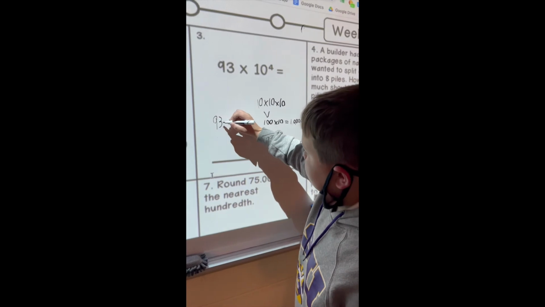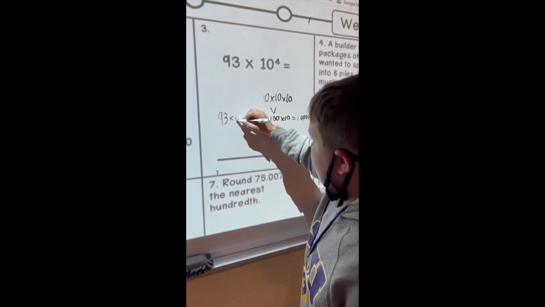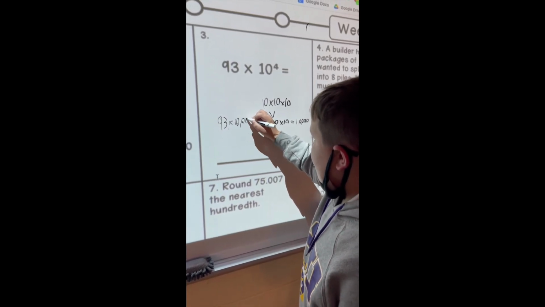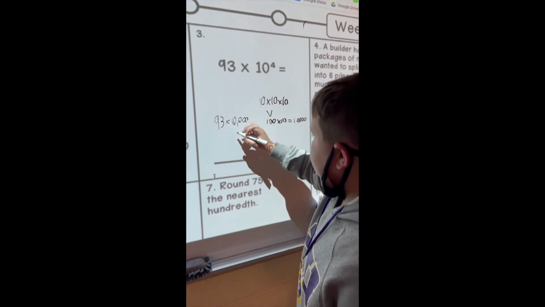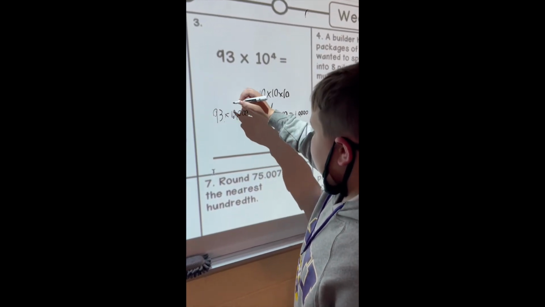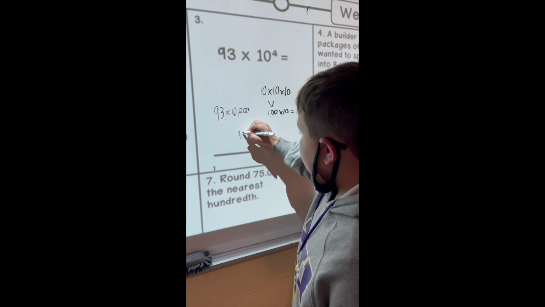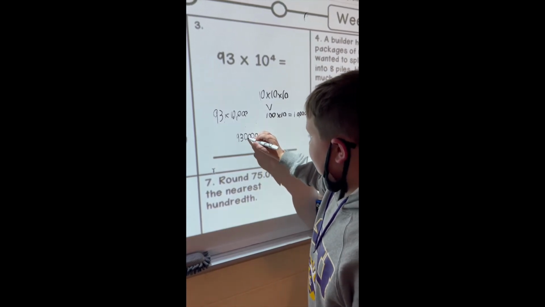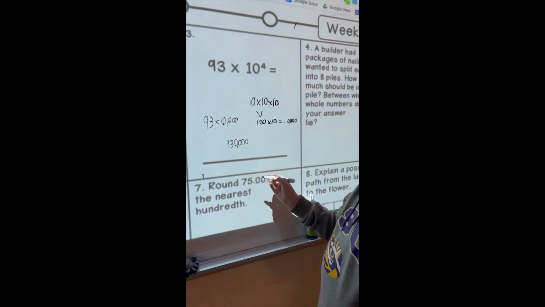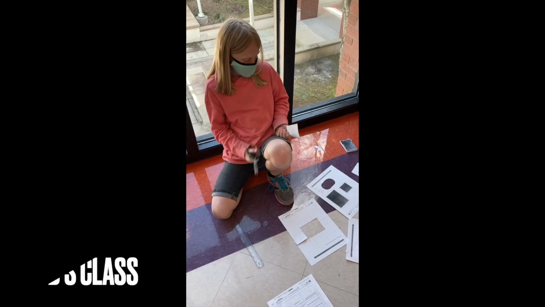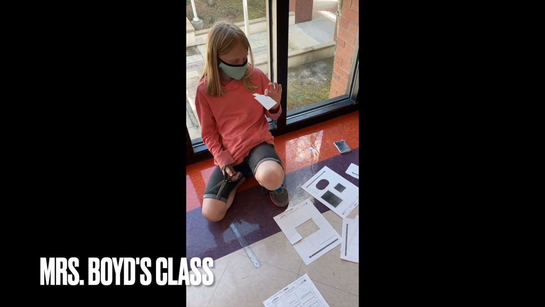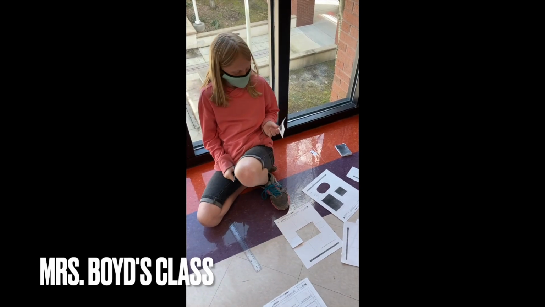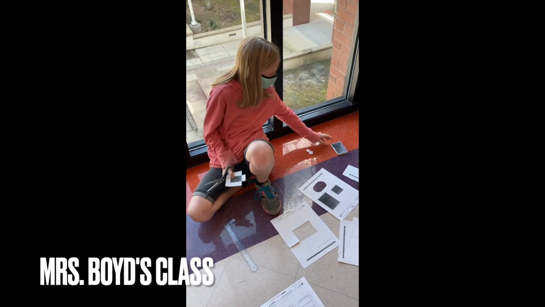Either way, you would get, let's see, take 93, put 4 zeros behind it. Get 930,000.